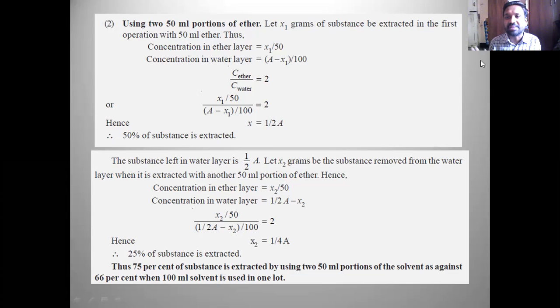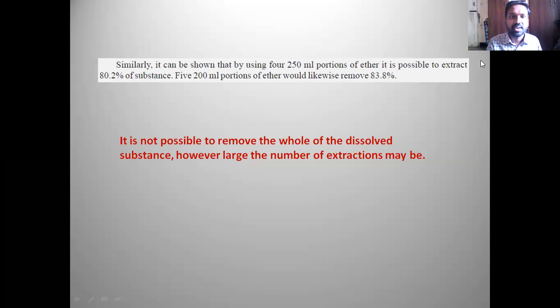But practically, we stop at some satisfactory point. Say I have extracted 99% of our compound. Anyway, let me stop. Fine. Okay, so that is what I told. It is not possible to remove the whole dissolved substance, however large the number of extractions may be.